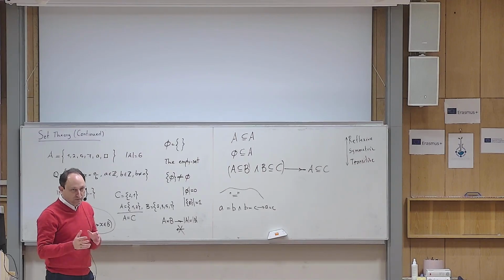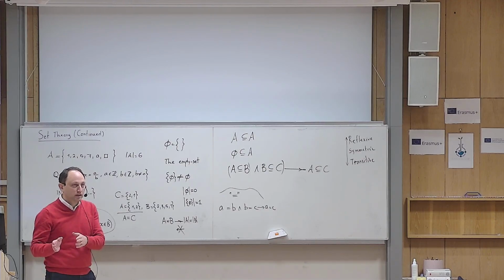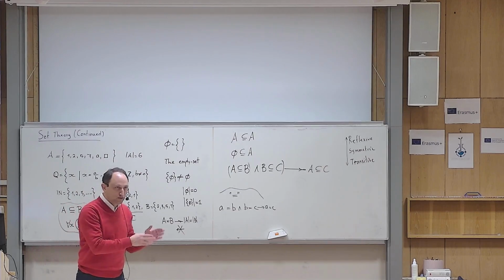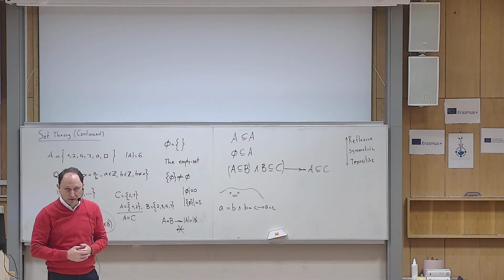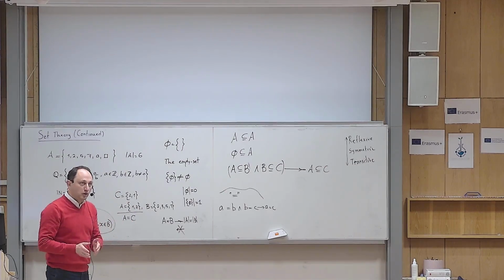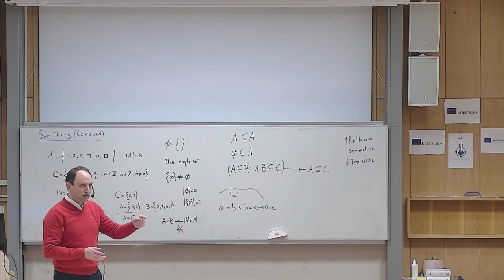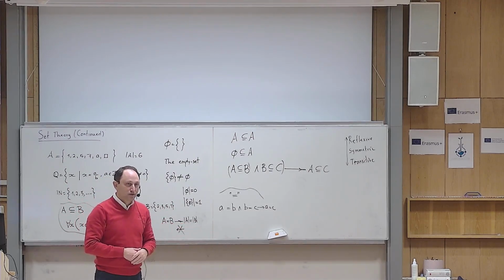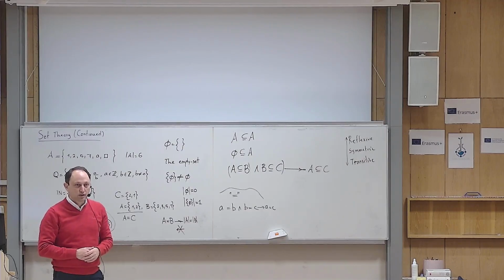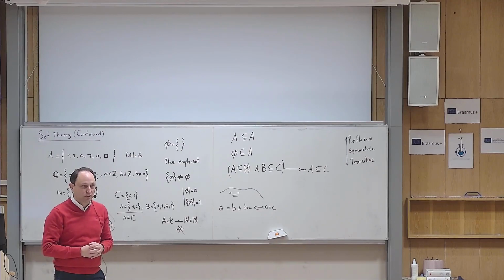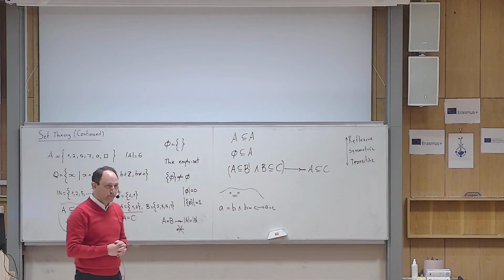Let us check. Every triangle is similar to itself. That's true. If triangle 1 is similar to triangle 2, then triangle 2 is also similar to triangle 1. That's also correct, so it is symmetric. And if triangle 1 is similar to triangle 2, which is similar to triangle 3, then triangle 1 is definitely similar to triangle 3. So it means that similarity on the set of triangles is an equivalence relation. Okay?